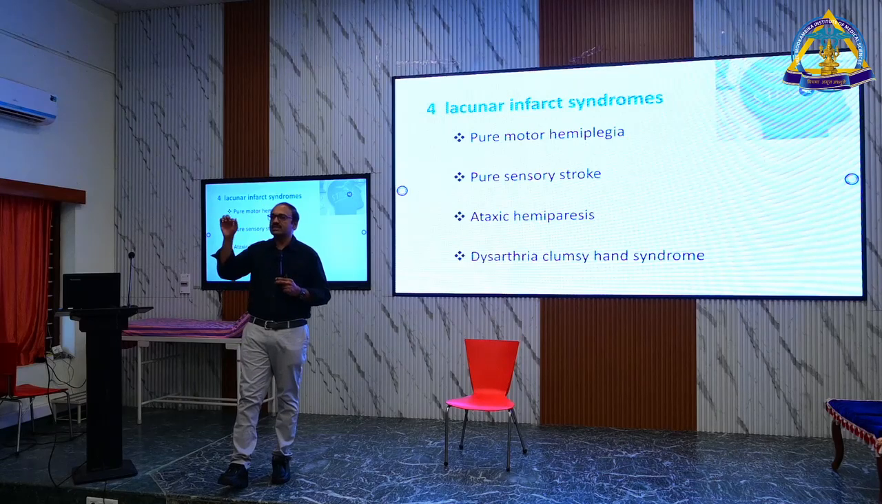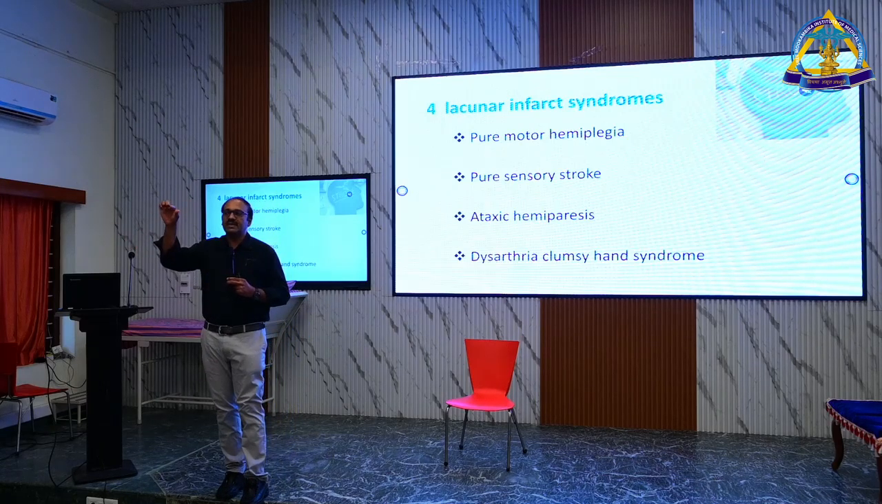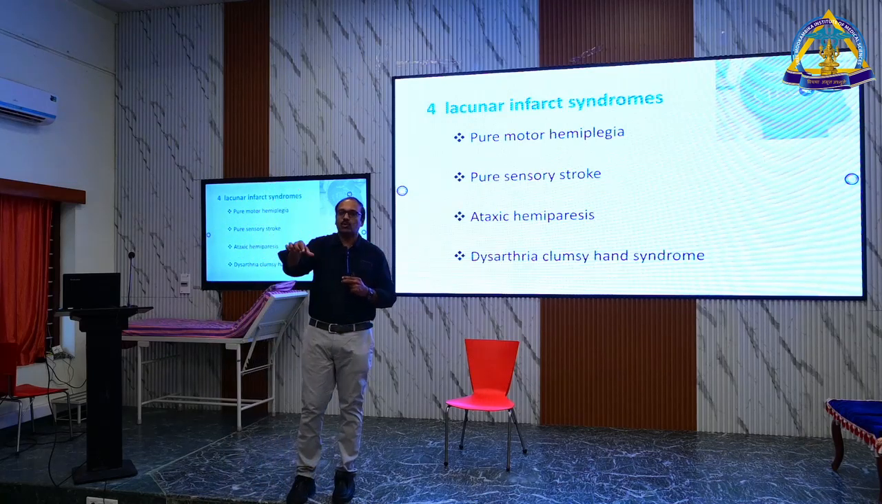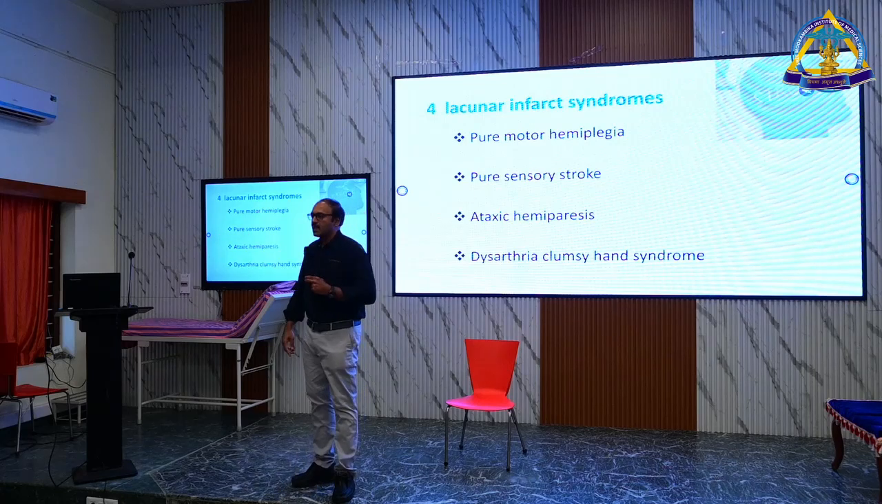Ataxic hemiparesis occurs when there is lesion of the cortico-pontocerebellar fibers. Normally dense hemiplegia occurs when there is corticospinal tract lesion. In ataxic hemiparesis, it is cortico-pontocerebellar fibers, because some of the corticospinal tract fibers will relay in the pons and then they go to cerebellum. So that is how you get ataxia.